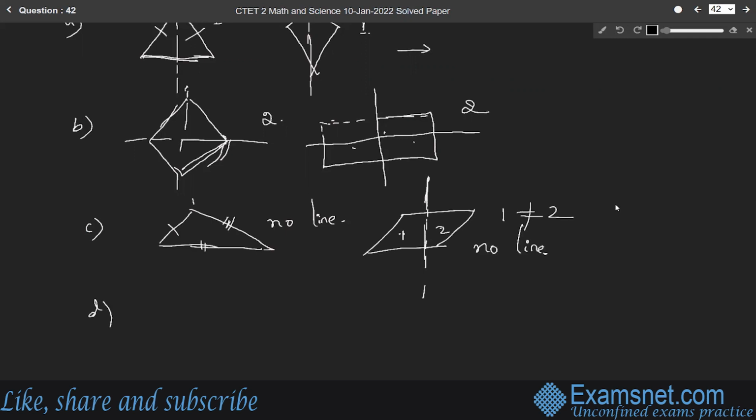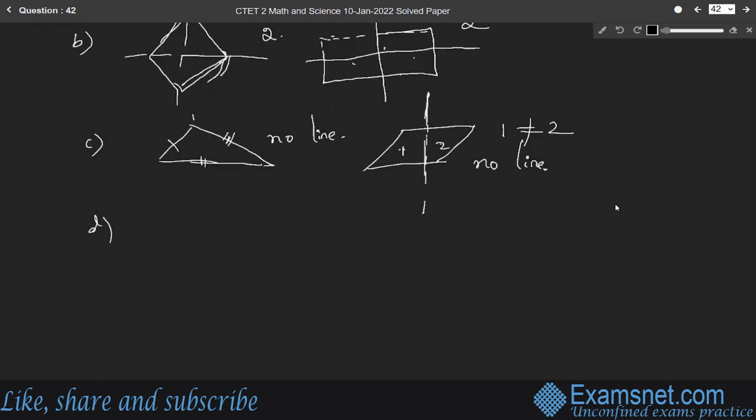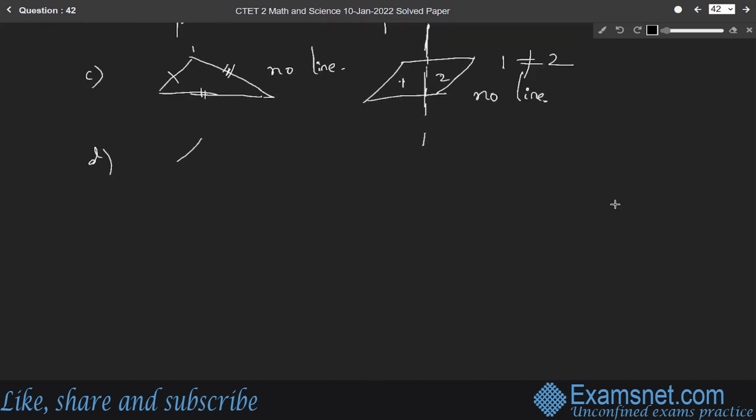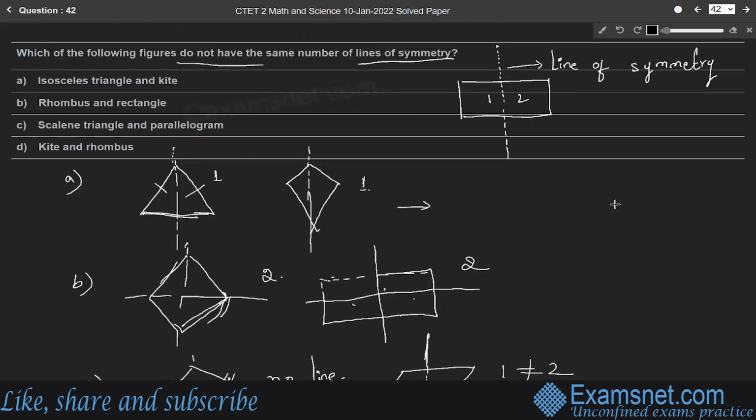Come to the last option, kite and rhombus. Whereas a kite has one line of symmetry, a rhombus has two lines of symmetry. Therefore, the correct answer is that the figures which do not have the same number of lines of symmetry are kite and rhombus. Option D.